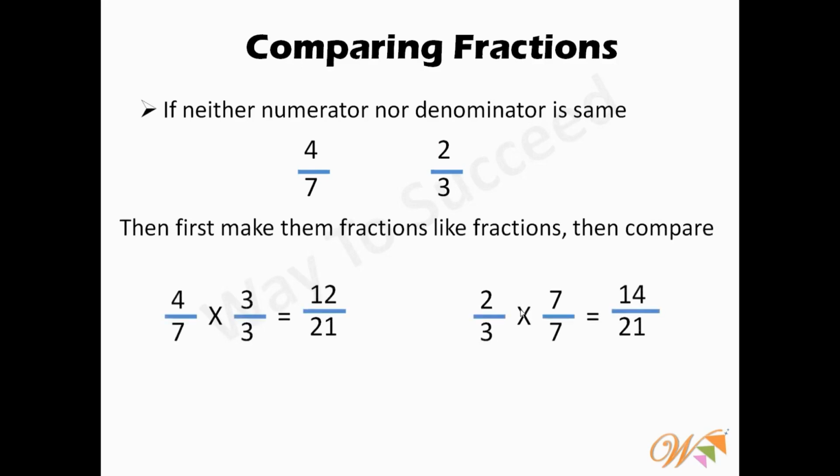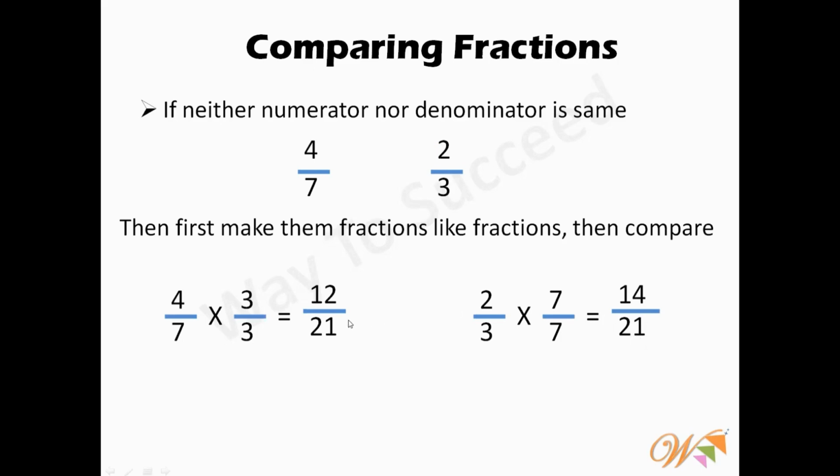So I'm going by the butterfly method. I'm going to multiply my first fraction with the denominator of the second one. I'm going to multiply my second fraction with the denominator of the first one. So 4 by 7 multiplied with 3 by 3 gave me 12 by 21, and 2 by 3 multiplied with 7 by 7 gave me 14 by 21. Now which one is bigger?